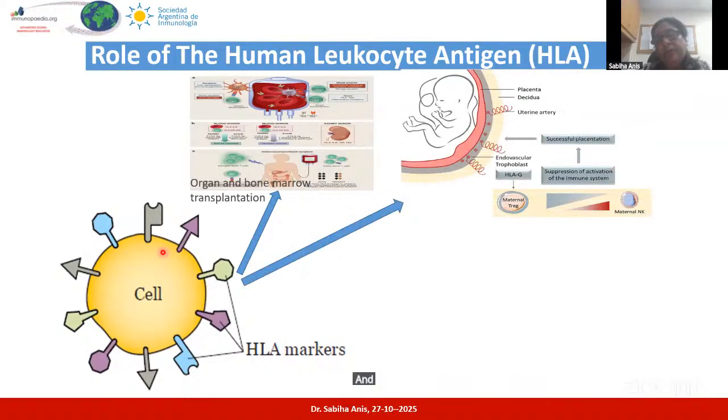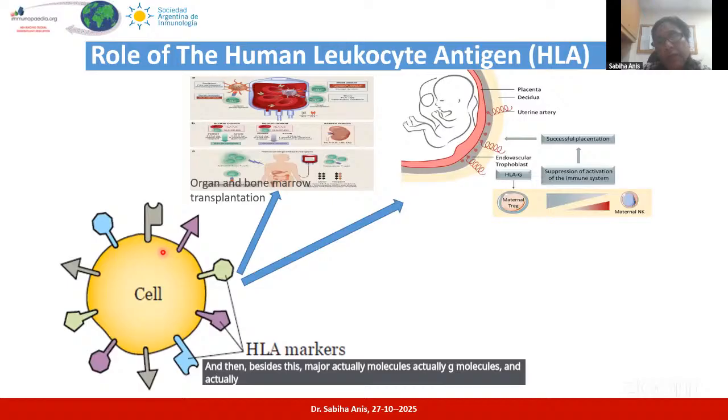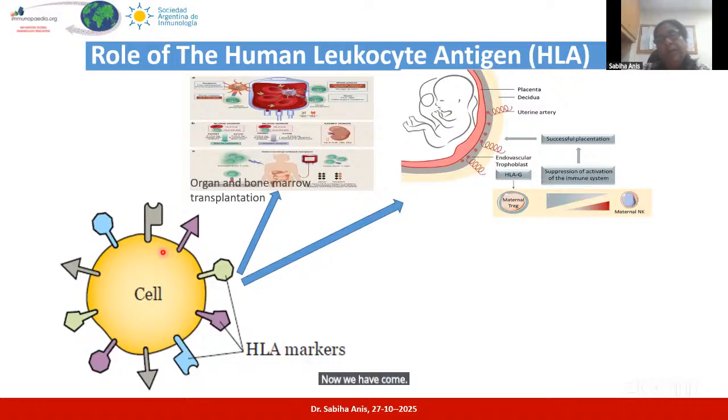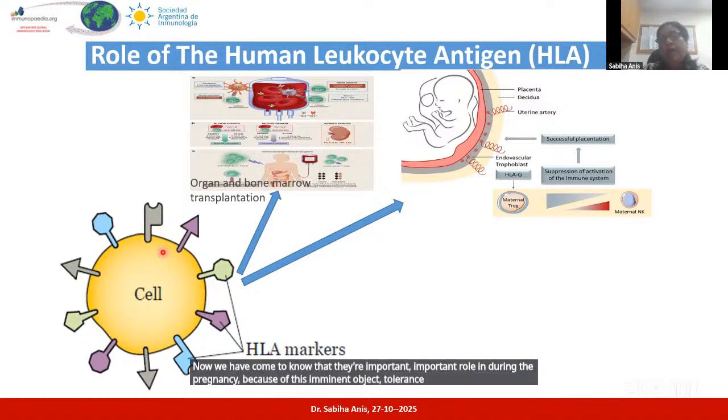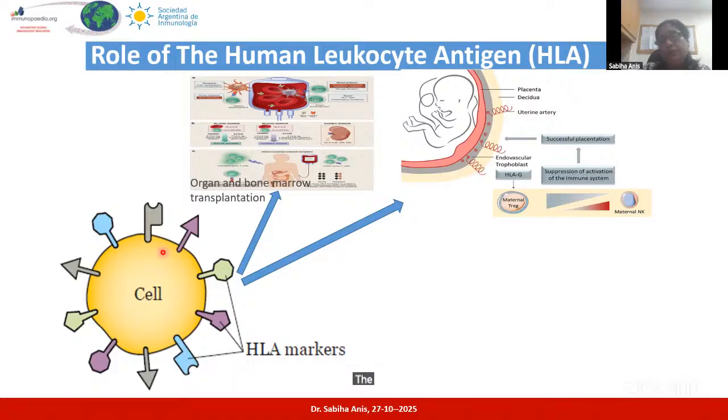Besides these major HLA molecules, the HLA-G and HLA-E molecules, we have now come to know, play an important role during pregnancy because of their immunotolerance effect. The fetus is actually foreign to the pregnant woman, so why is it surviving? Because of the effects of the HLA-G molecules, which suppress the maternal NK cells from invading the placenta and the fetus.